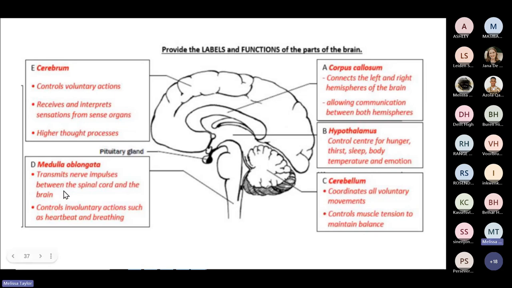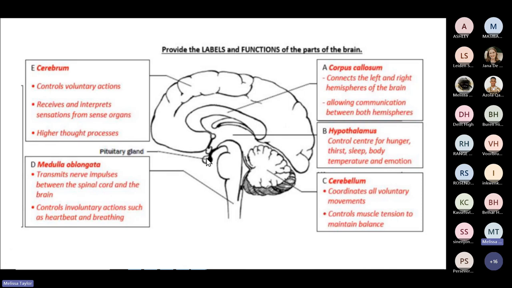Right, then the medulla oblongata's job is to transmit nerve impulses between the brain and the spinal cord, because it's the link between the two. And then specifically its job is to control your breathing and your heart rate, which are involuntary actions, things that you don't control. And if this base of your brain is damaged, then you will most likely die, because your heart will stop beating and you will stop breathing.